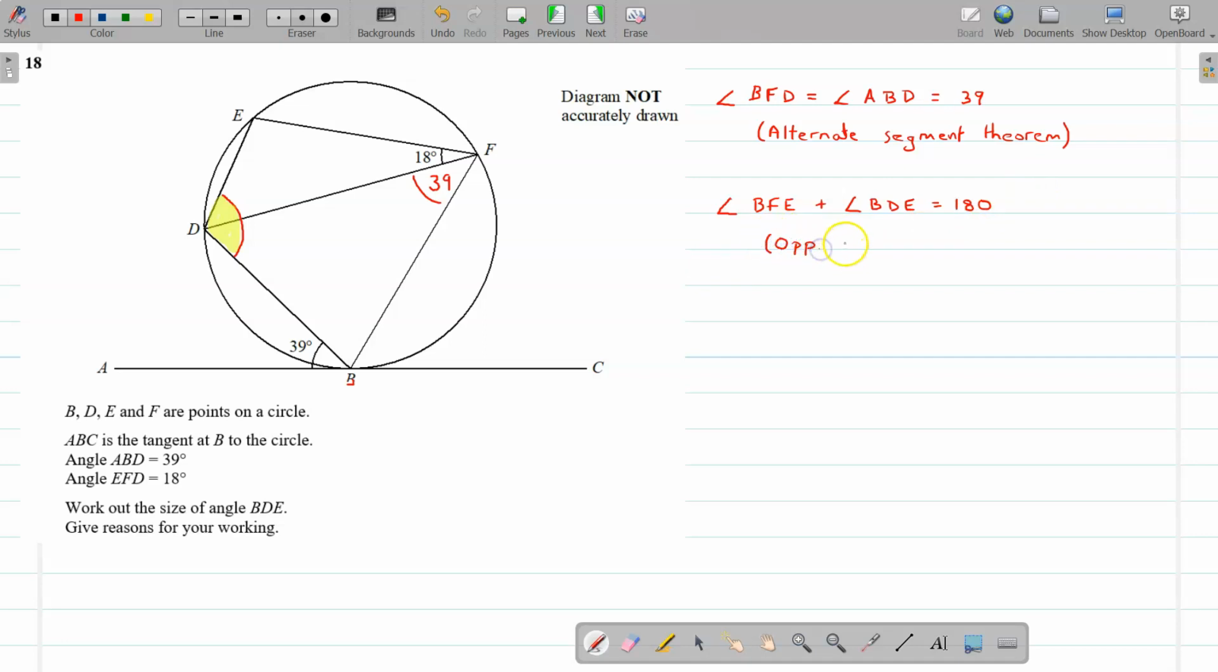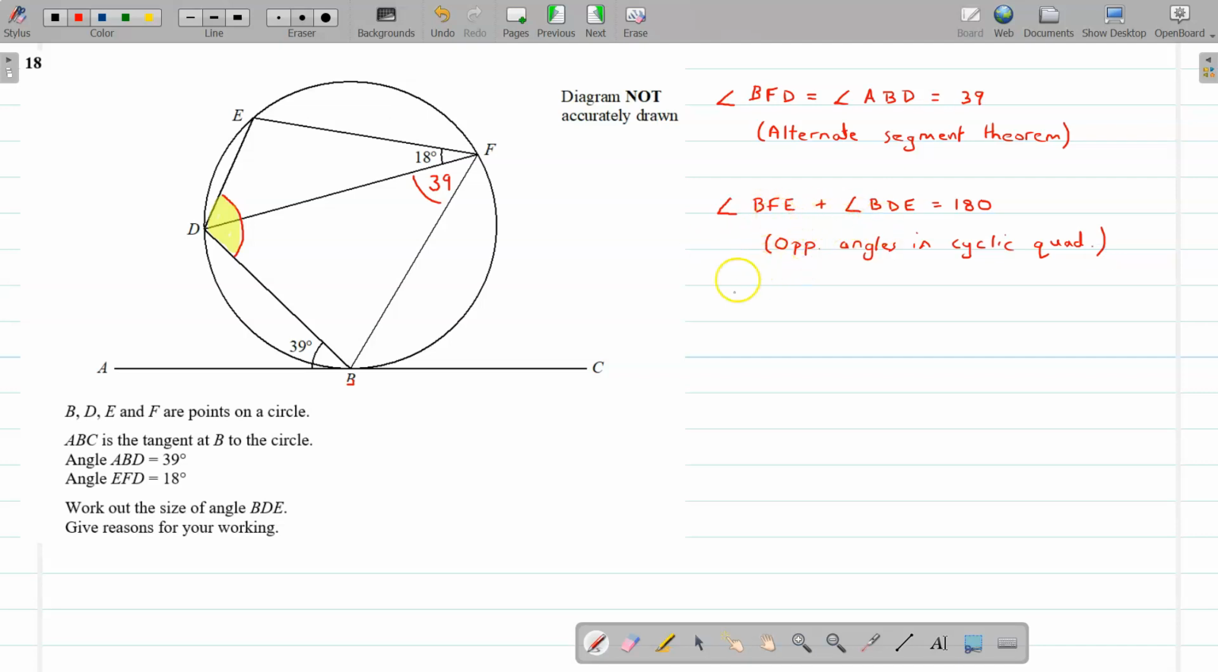And the reason I know that's true is that opposite angles in cyclic quadrilateral add to 180. I'm abbreviating slightly here, but that should be okay. That's the reason.